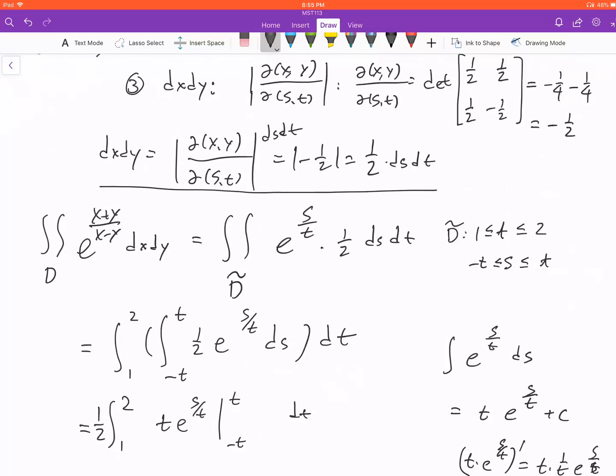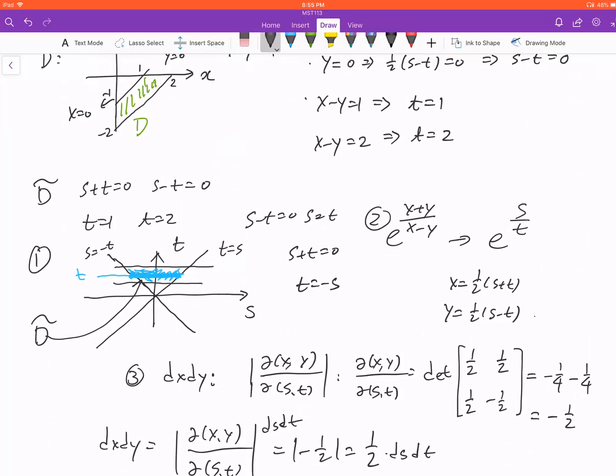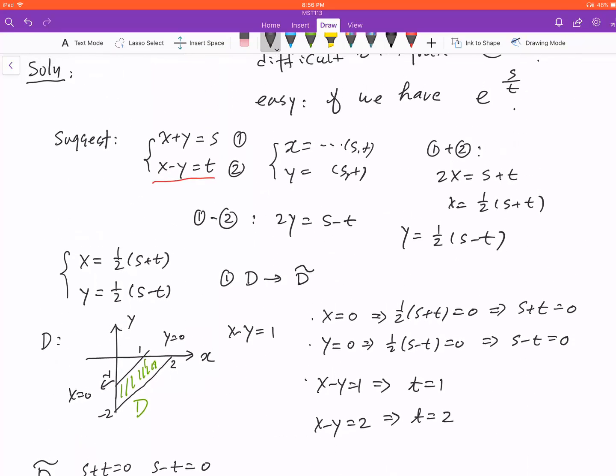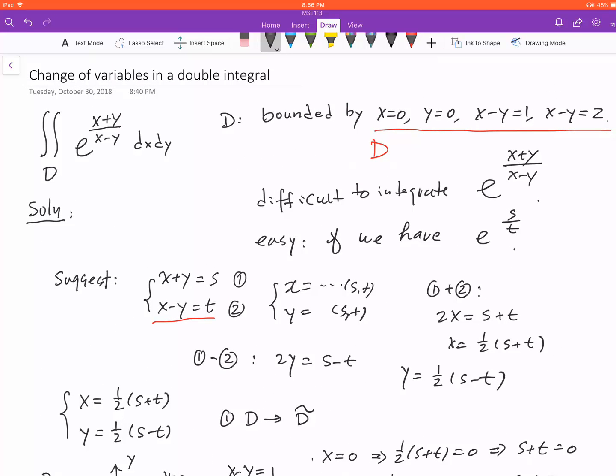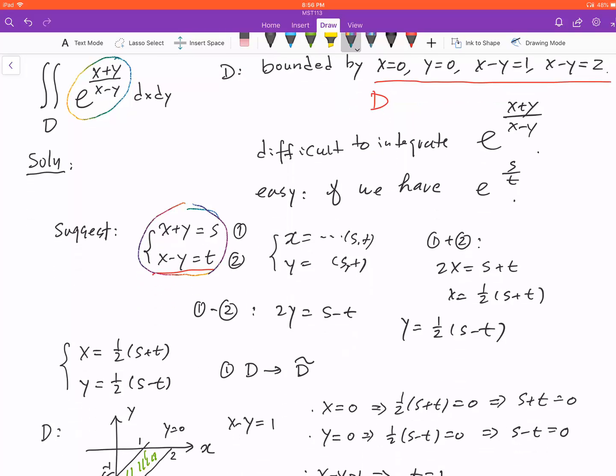Let's recap what we have done. First, we recognize from over here that we need to make a change of variable, called a transformation. This is our idea, because after we make this transformation, we expect to have a simple integrand. Otherwise, we cannot really get the value.